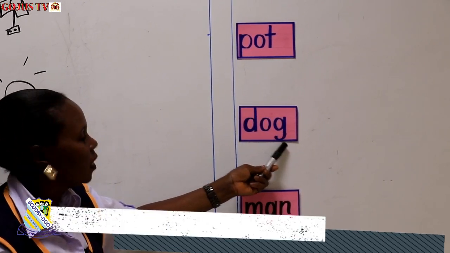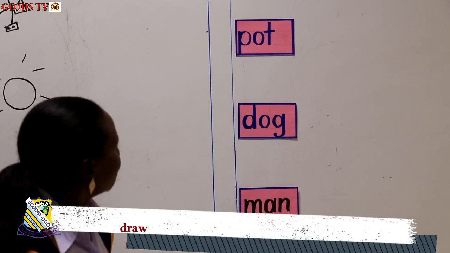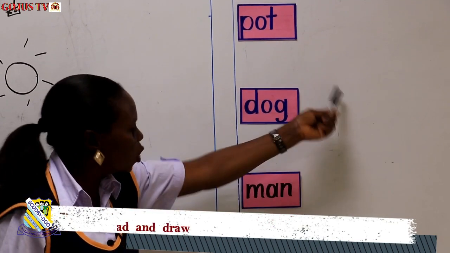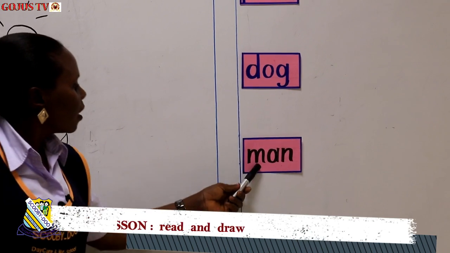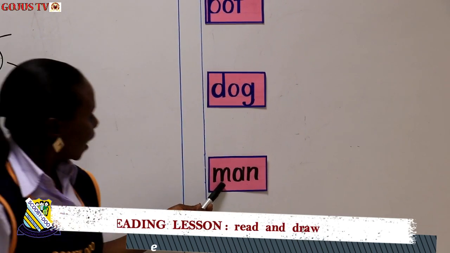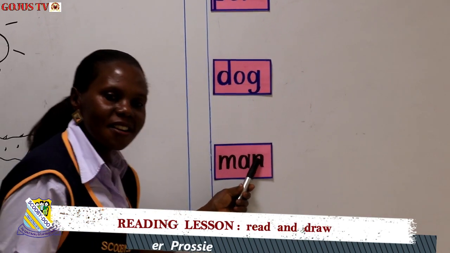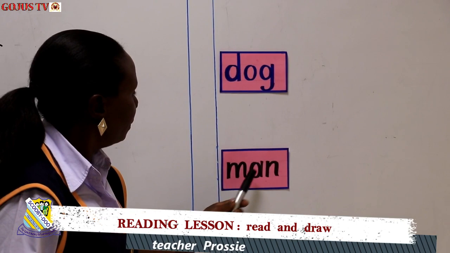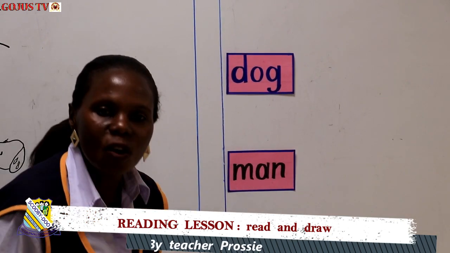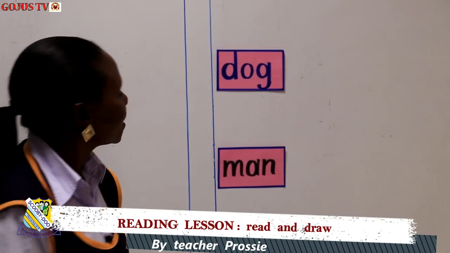D-o-g. What's the word? Good. The word is dog. You draw your dog there. The last one, can we all read? Again. What is the word, class? Yes, the word is man.